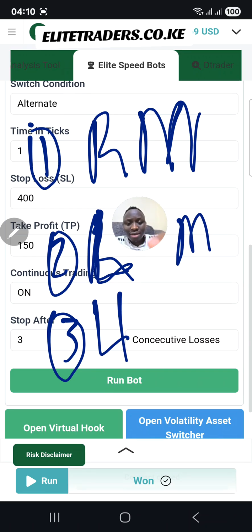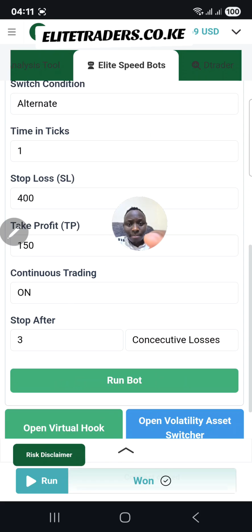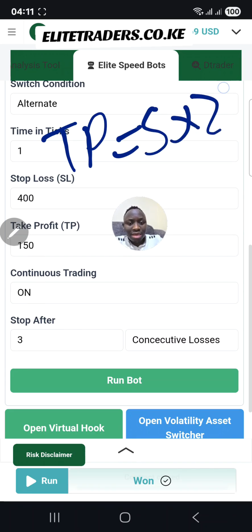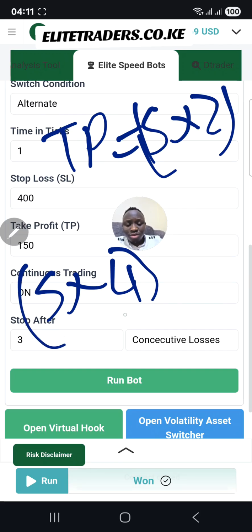Then something else, yeah, reduce what we call your TP. Don't set up your TP so high. I normally advise people like your TP should be, that is, stake multiplied by 2. Yeah, personally I normally do even mostly stake times 4, but of course myself I have some kind of experience. Now for you ndio uweze kutoka market mapema, fanya stake times 2.